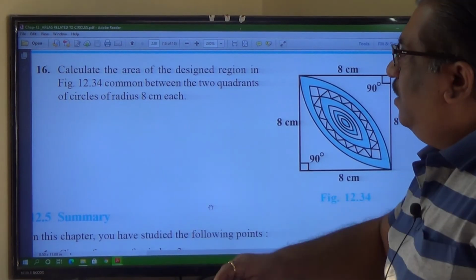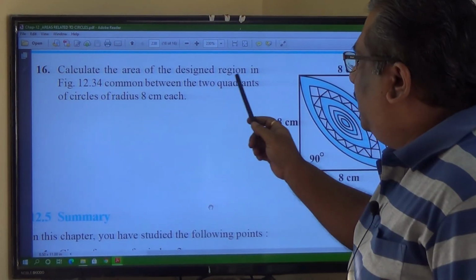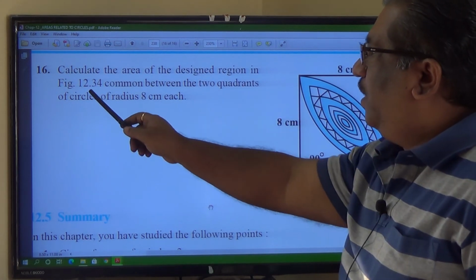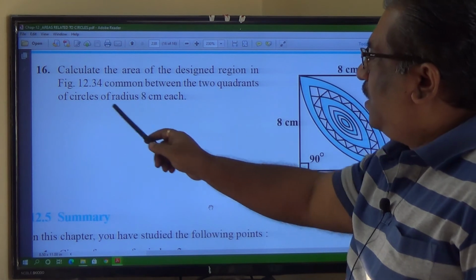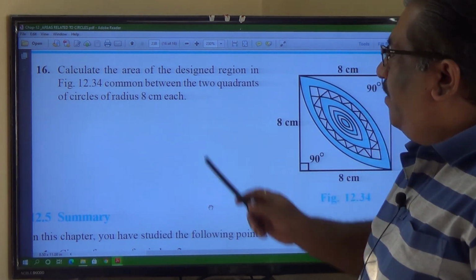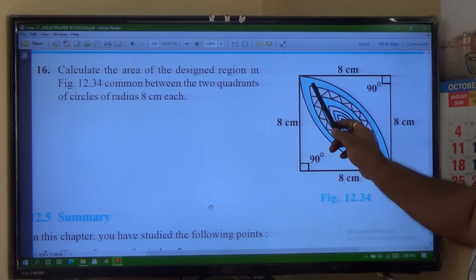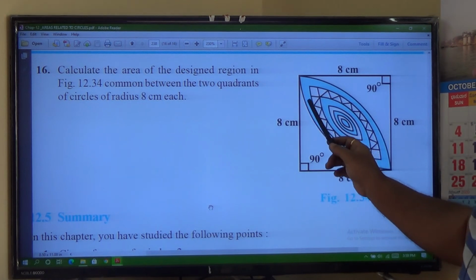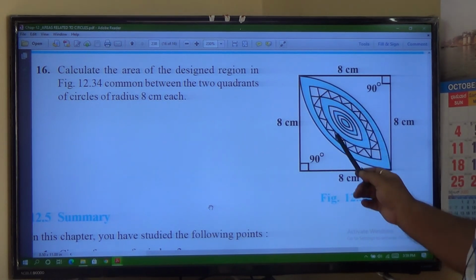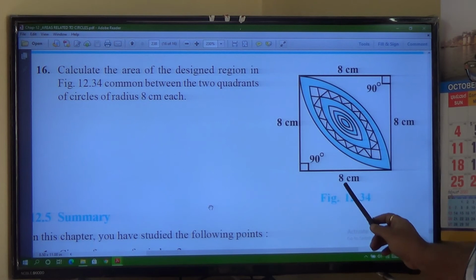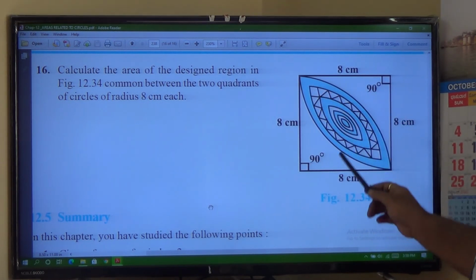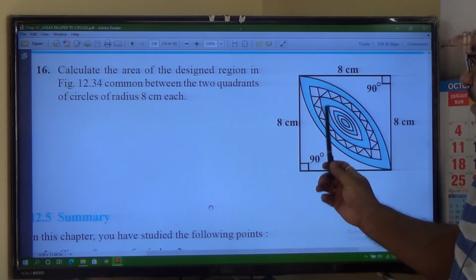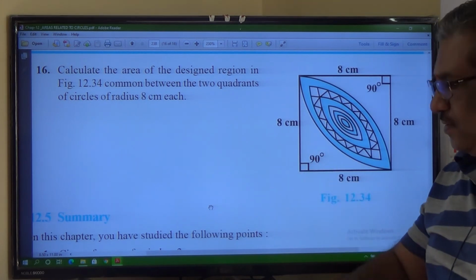Question number 16. Calculate the area of the designed region in figure 12.34 common between the two quadrants of the circles of radius 8 centimeter each. So this is the design over here. We have to find out the area of this design basically, and all the rest of the dimensions are given. Using this, let us try to find out the area of the shaded region. A little tricky. You have to make a clear note of this one. Let's solve this on the board.